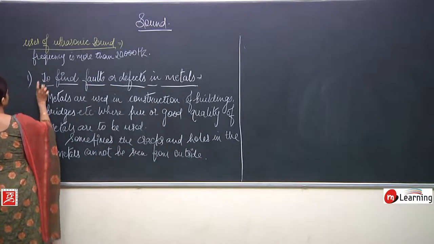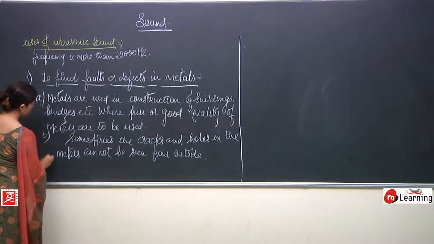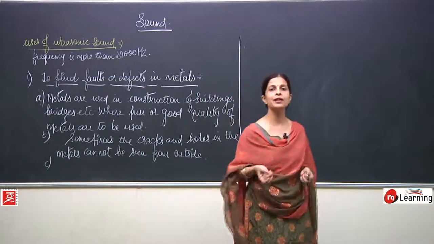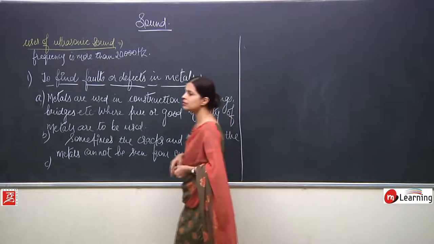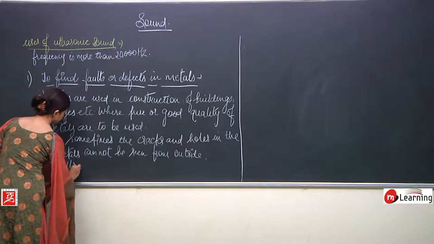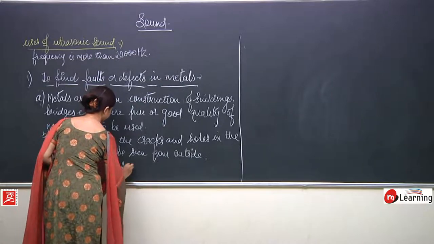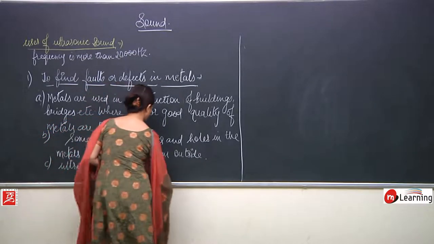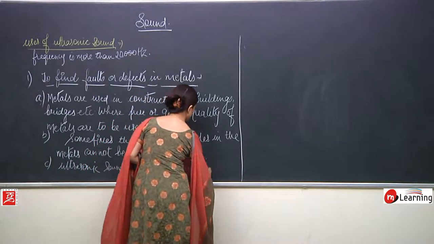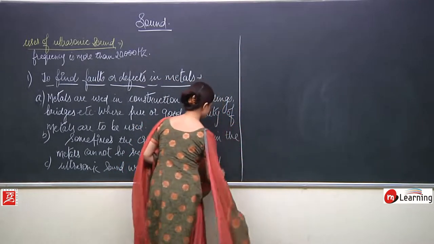Okay, I will write A because we have written 1 over here. So this is our A point, then this is our B point. Now we'll talk about C point. So what do we do when we are not able to see the faults, the defects in the metal just by seeing? So what has to be done then? Ultrasonic sound waves are allowed to pass. I'm not able to write here.